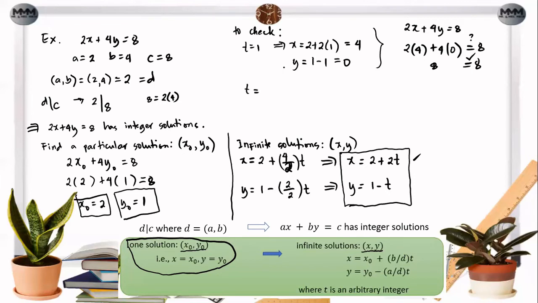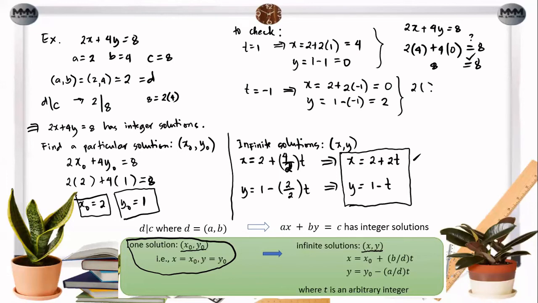Now let's try another value of t. Say for example, t is negative 1. This means x is equal to 2 plus 2 times negative 1, so this is 2 plus negative 2, which is 0. Then for y, we have y equals 1 minus t. Our t is negative 1, so we have 1 minus negative 1, which is the same as 1 plus 1. This is 2.